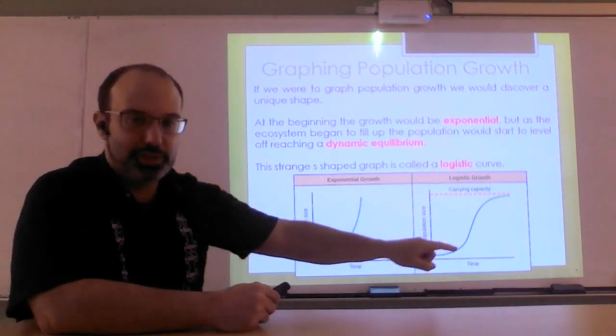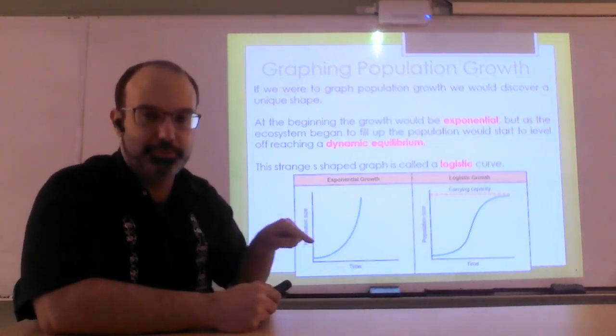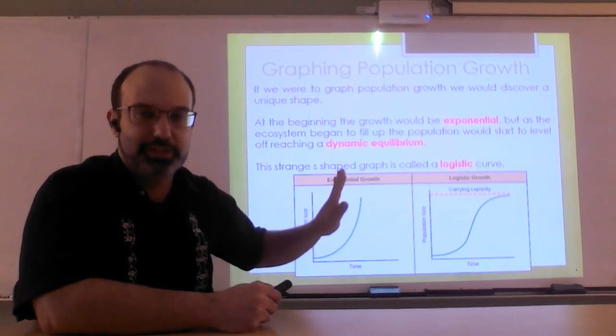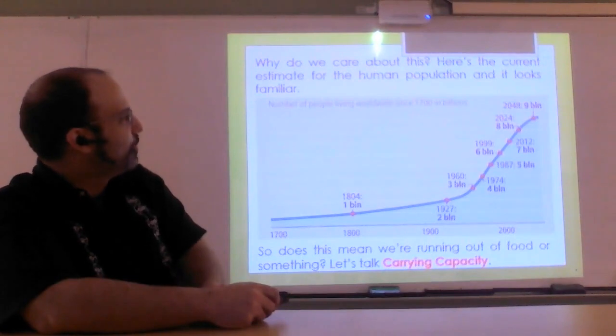So this is what you will get. At the beginning, it'll just be exponential, but then it starts to level off. This is pure exponential. But what we see is that eventually it starts to level off. Now, why does it level off? Well, let's take a look at what's going on here. Why do we care about this?